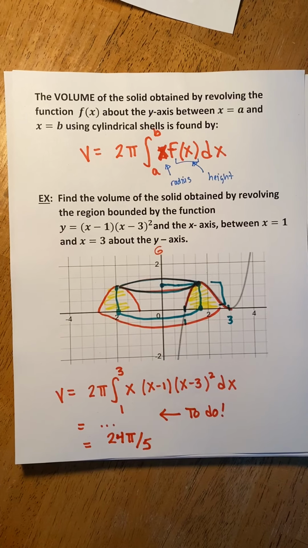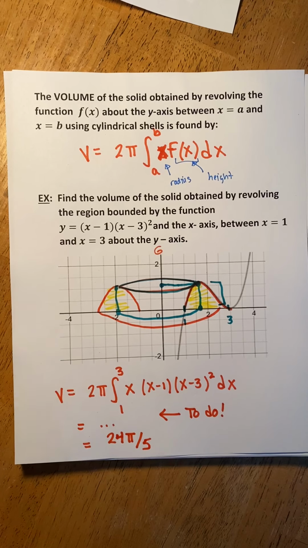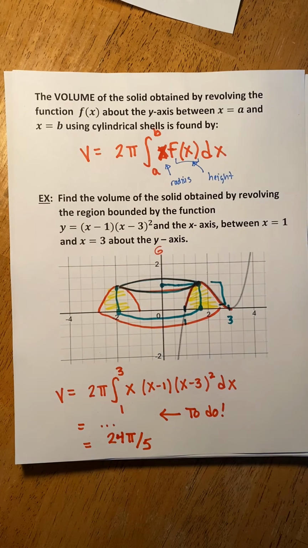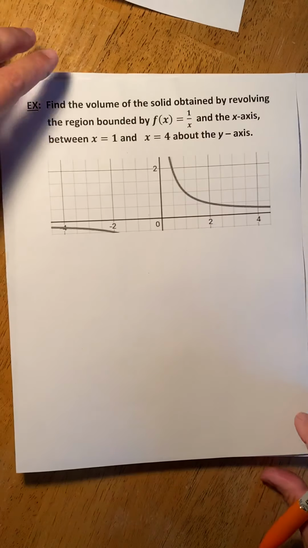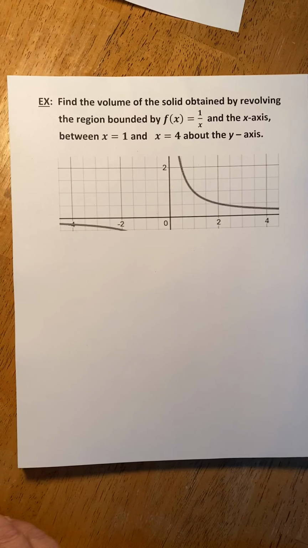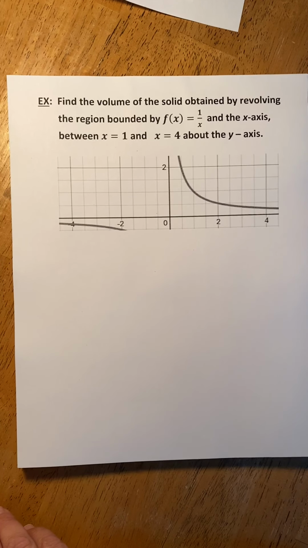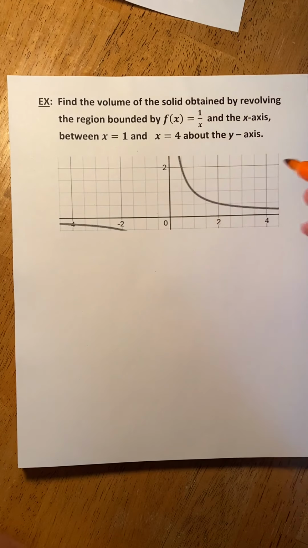All right, and make sure that we agree on that answer. All right, so let's try another one. Let's find the volume obtained by revolving the region bounded by 1 over x and the x-axis between 1 and 4 about the y-axis. So this is pretty straightforward again.